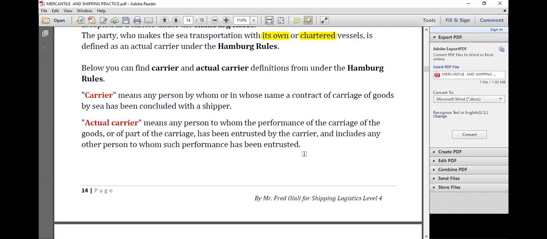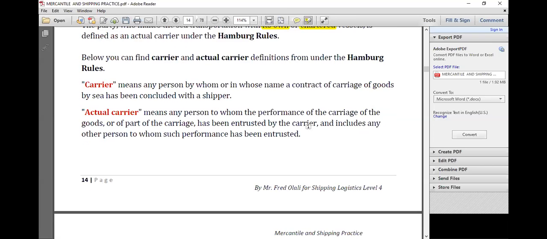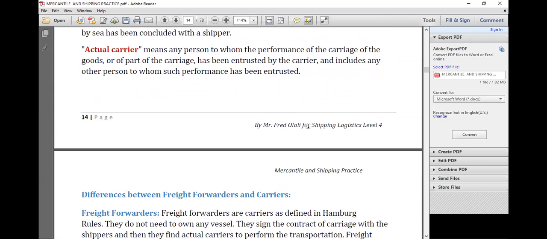So the actual carrier means any person to whom the performance of the carriage of the goods or of part of the carriage has been entrusted by the carrier, and includes other persons to whom such performance has been entrusted. So that is slightly how the Hamburg Rules were making the distinction.